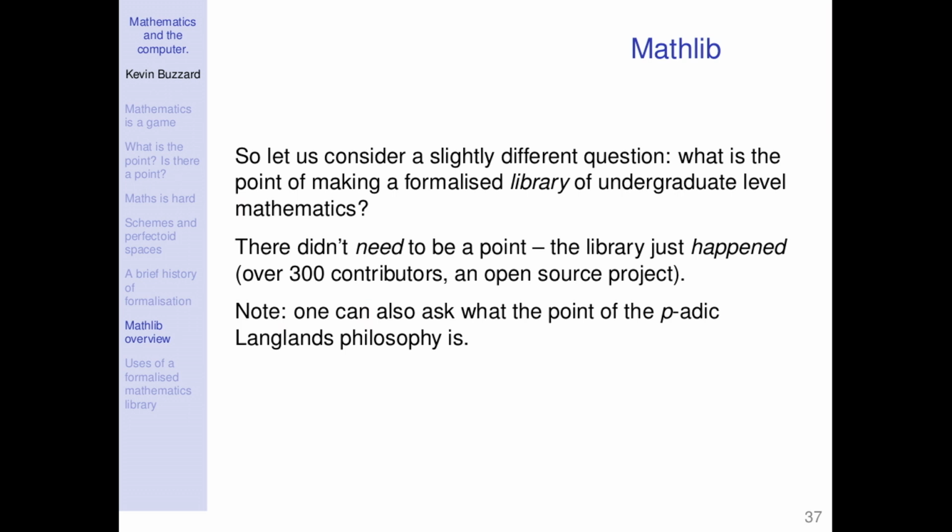You'd be careful. I used to do the p-adic Langlands philosophy. So what's the point of that, right? You could take an aggressive stance. Somebody says, "What's the point of your work?" You say, "Well, what's the point of all of it, right?" Pure mathematics, if it doesn't have an application, what's the point? And a lot of it doesn't have an application. But let's not think about it like that. Let's try and work out if there are any uses for a formalized undergraduate library.